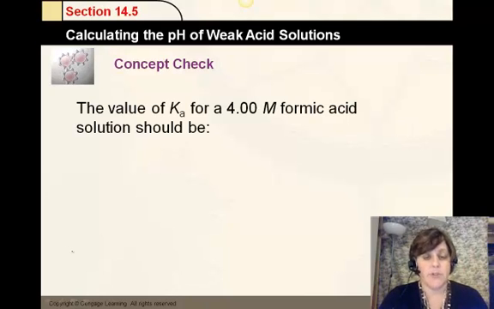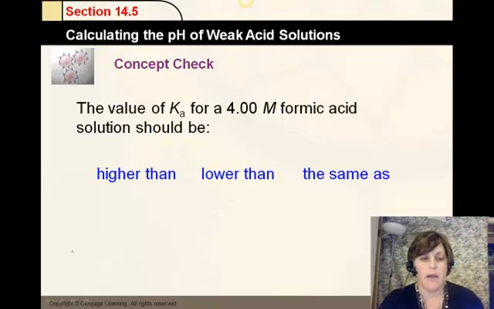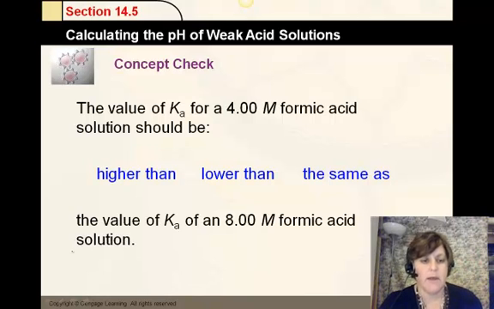Let's look at this question, also about formic acid. Here's a question that says the value of Ka for a 4 molar formic acid solution should be higher than, lower than, or the same as the previous one, the value of Ka for the 8 molar. We just got the Ka value on the 8 molar one. What about a 4 molar solution? Should it be higher, lower, or the same?